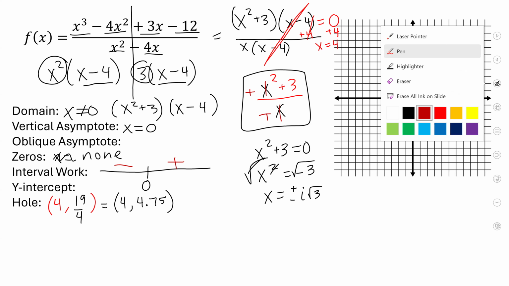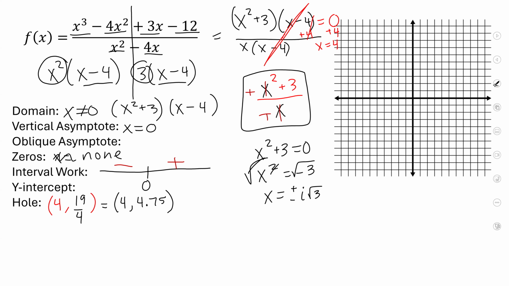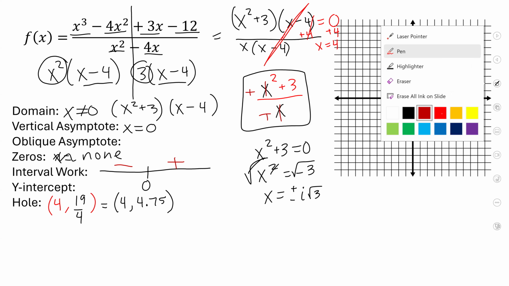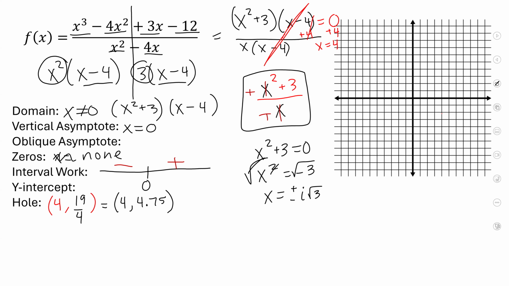Okay, so let's go ahead and graph what we have so far, and then we can find the oblique asymptote. Okay, so I have a vertical asymptote right here at x equals 0. That's my vertical asymptote. I have a hole at 4 and 4.75. So at 4, I have a hole about right here in my graph.